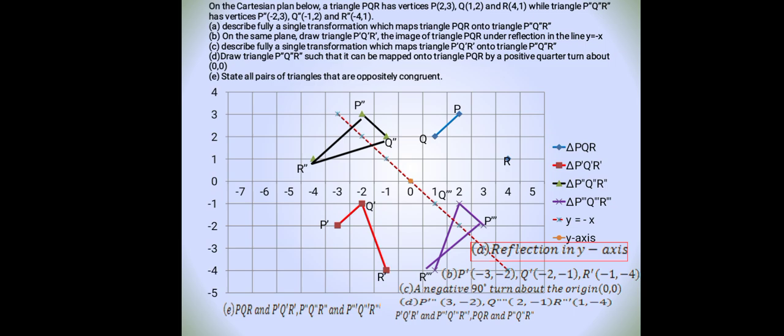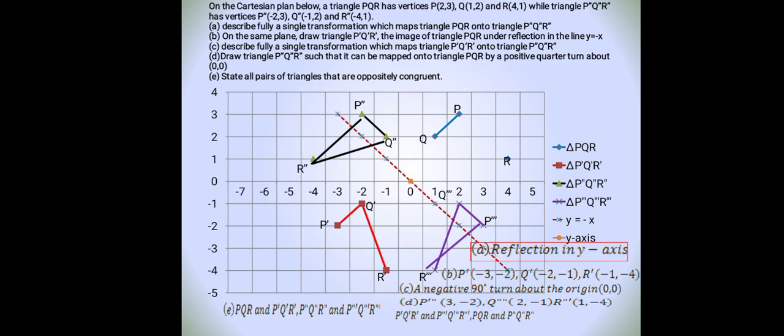(d) Draw triangle P'''Q'''R''' such that it can be mapped onto triangle PQR by a positive quarter turn about (0, 0). (e) State all pairs of triangles that are oppositely congruent.